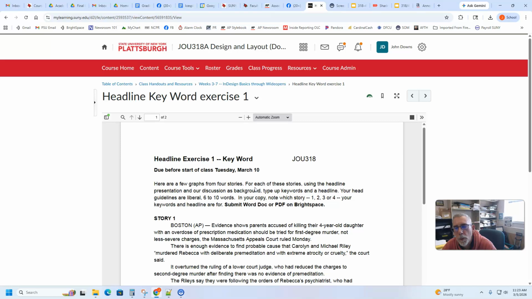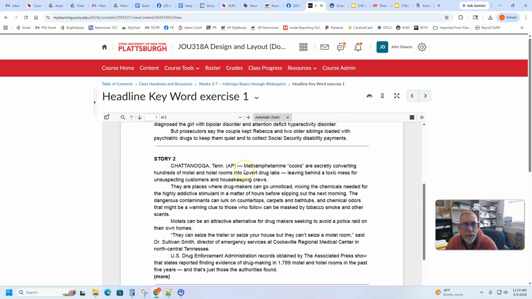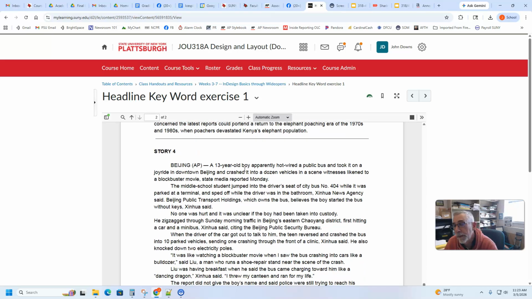In your copy, note, so say Story 1, write the keywords, write the headline. Story 2, and so on. But they've got to be good. They've got to really work. And here are the stories: 1, 2, 3, 4. So write 4 headlines and 4 groups of keywords. That's all there is to it.